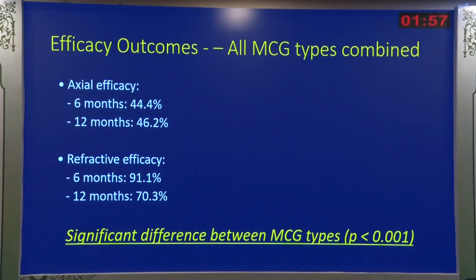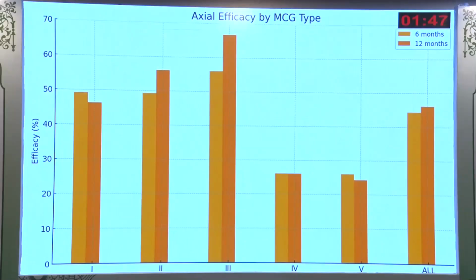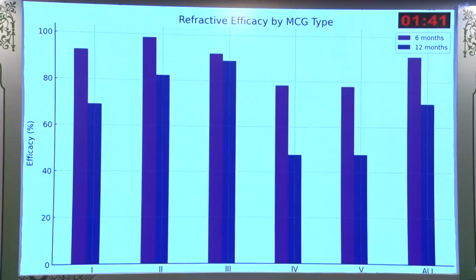When we compare the percentage efficacy, they had a 70% refractive efficacy and 46% axial efficacy, again with a significant difference between the different types. Here also, the type 3 glass achieved the best efficacy and followed by type 2 and 1. And in the refractive efficacy, type 2 achieved the best at 6 months and type 3 at 12 months.